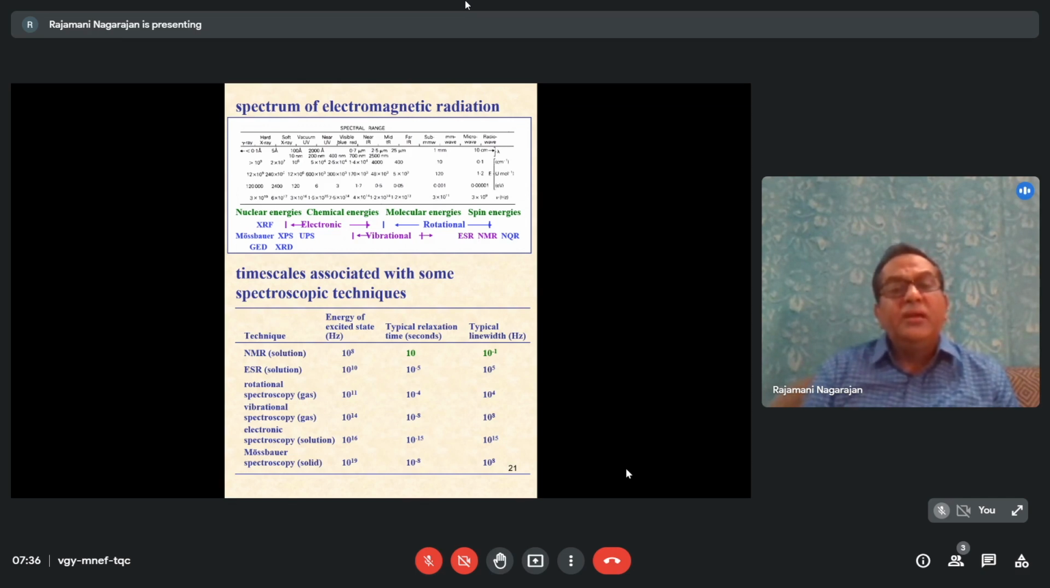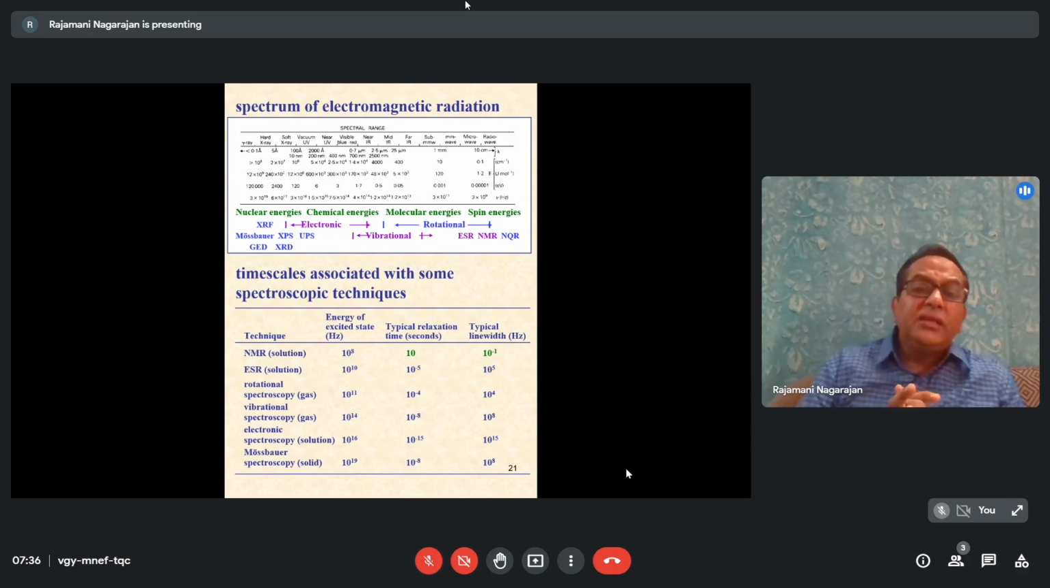For vibrational spectroscopy in gas, the energy of the excited state is 10 to the power 14, the typical relaxation is 10 to the power minus 8 seconds, and the typical line width is 10 to the power 8. If you look carefully, the typical relaxation time in seconds and the line width in hertz are almost inverse: 10, 10 to the power minus 1, 10 to the power minus 5, 10 to the power 5, like that.